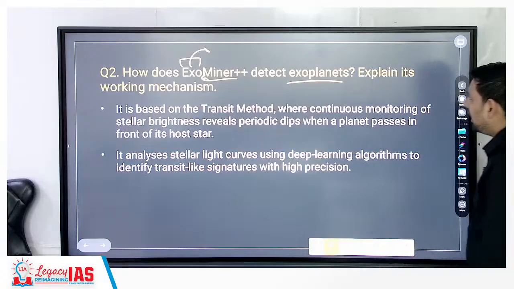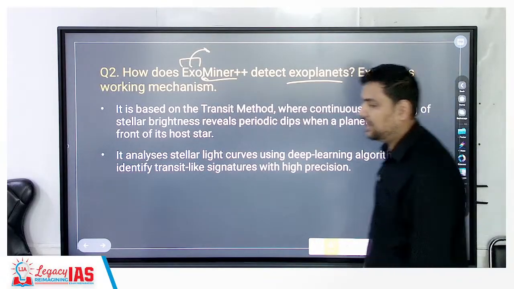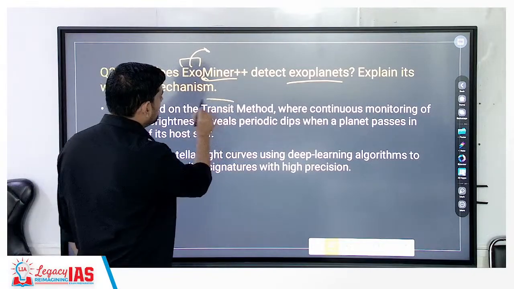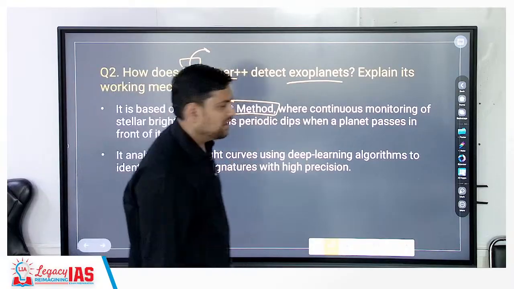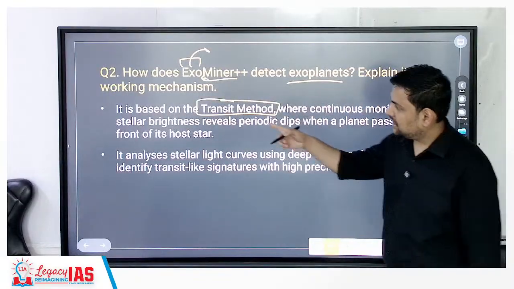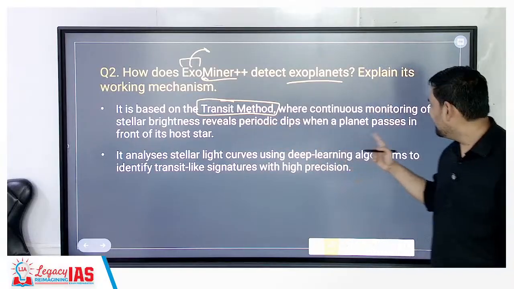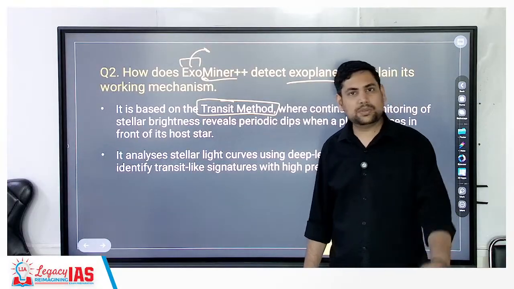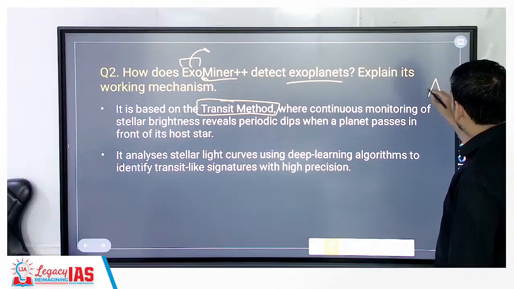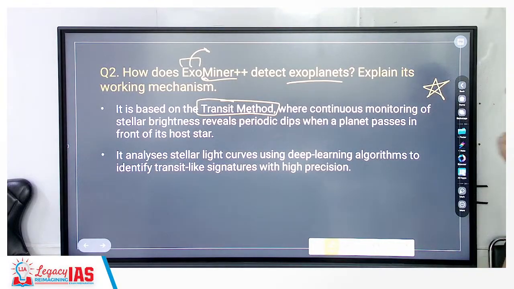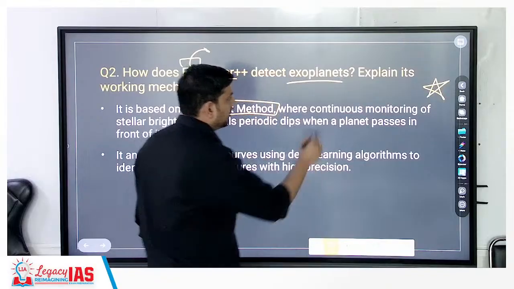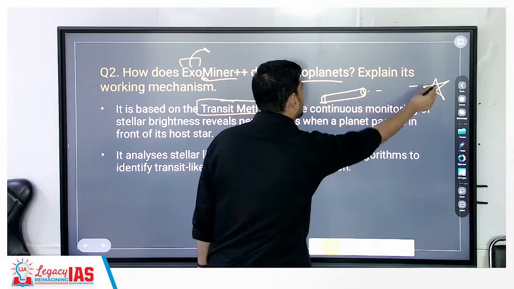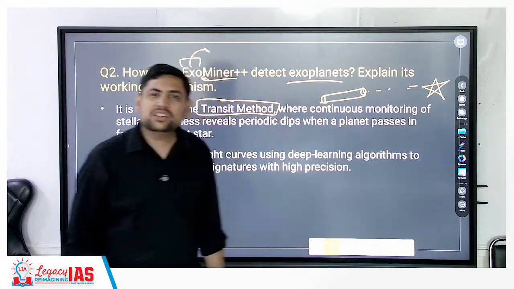Now, how does it detect exoplanets? We have to explain its working mechanism. Now see how it works. It is based on the transit method. What is the transit method? Continuous monitoring of stellar brightness reveals periodic dips when a planet passes in front of its host star. Some difficult terms, but actually the concept is very simple. Let's say this is a star. Now, this is my telescope that is observing this star, doing continuous observation.